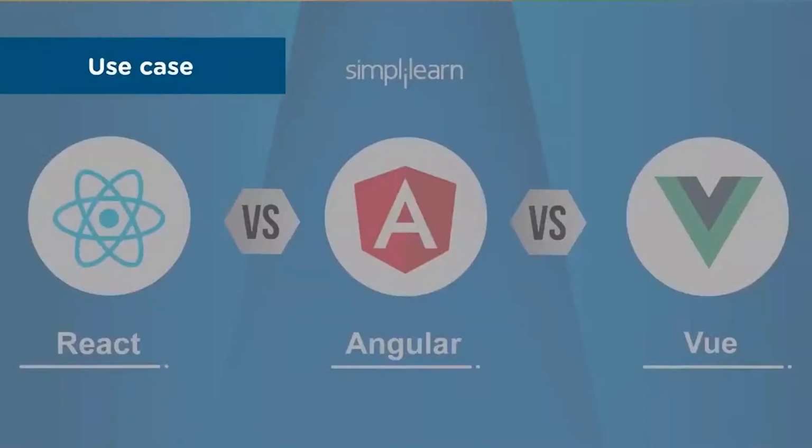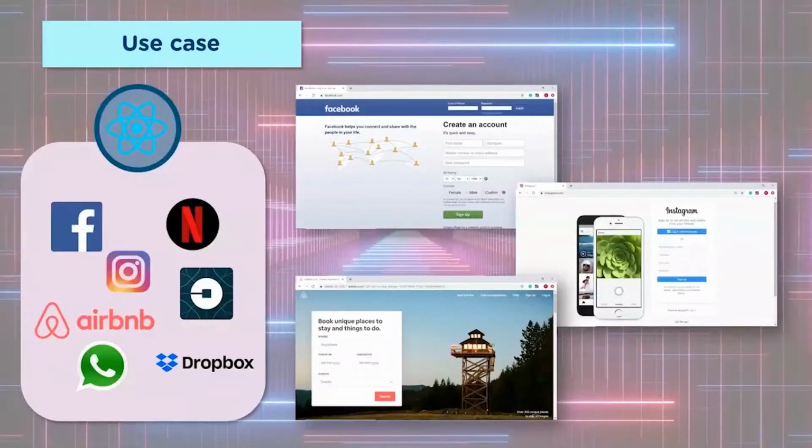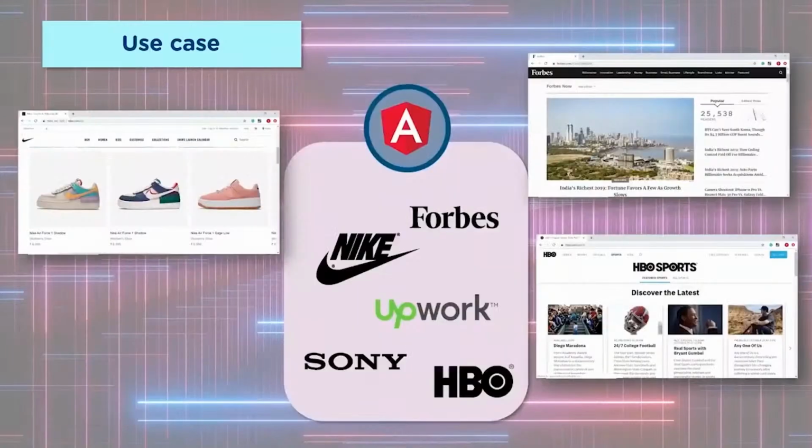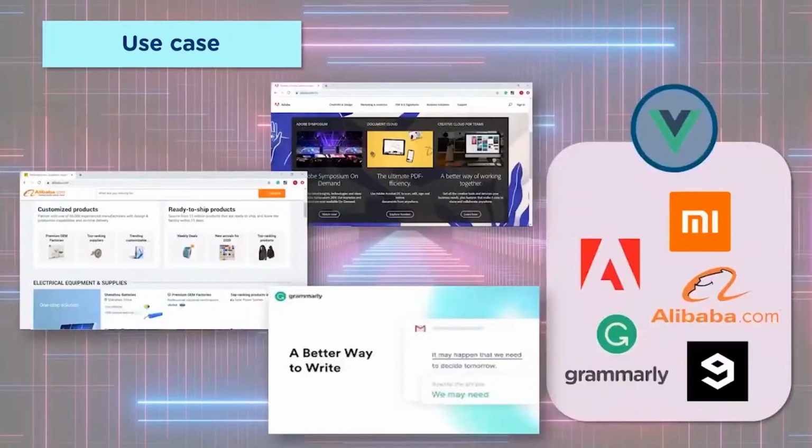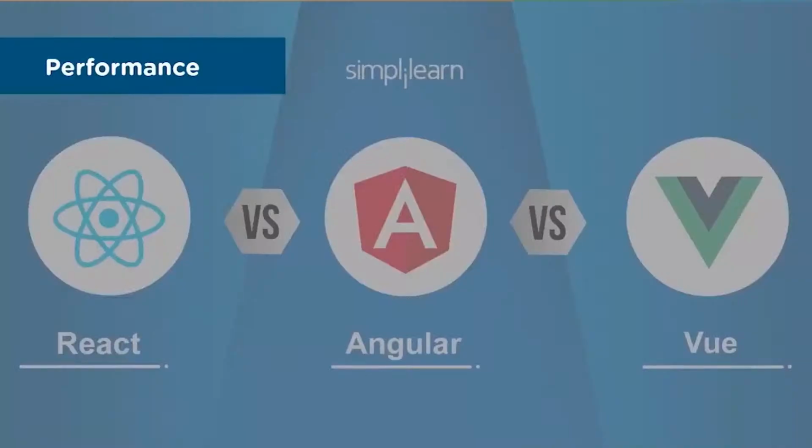Moving on, now let's look at the use cases from the business perspective. In terms of React, we have top websites like Facebook, Instagram, and Netflix that use React. On the other hand, we have Angular that is used by Nike, HBO, Forbes, and Sony. And Vue is commonly used by Alibaba.com, Grammarly, 9gag and Adobe. Moving on, we have performance.